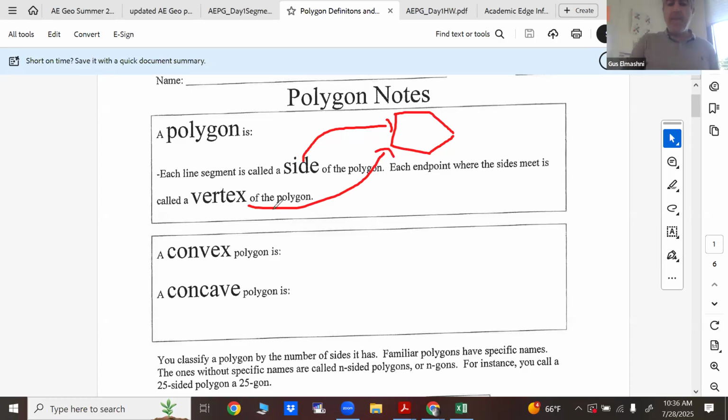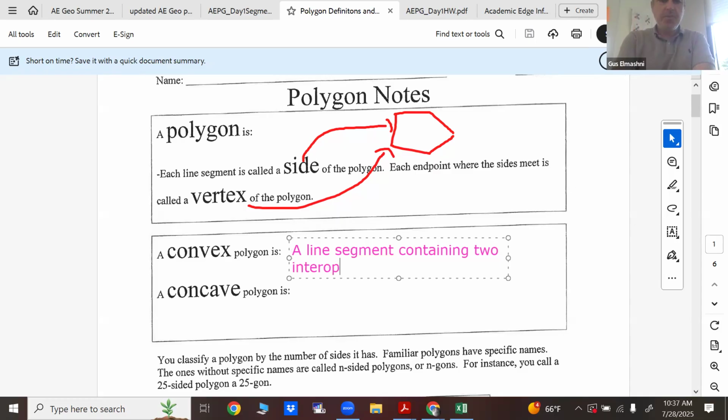Now, convex and concave. Convex. Trying to think of the right way to define this. It's gonna sound weird, but trust me, when I draw a diagram, it'll make sense.